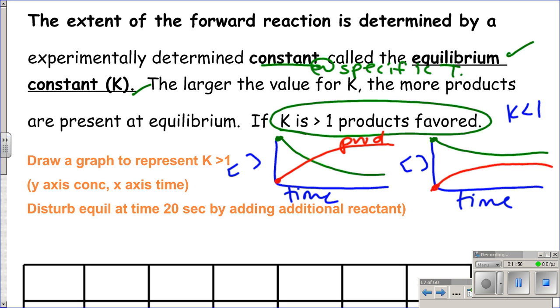Cool? So the graphs really mean a lot. They can tell you a lot about the reaction. So the reactants are higher here. I'll give you guys a second to absorb that.